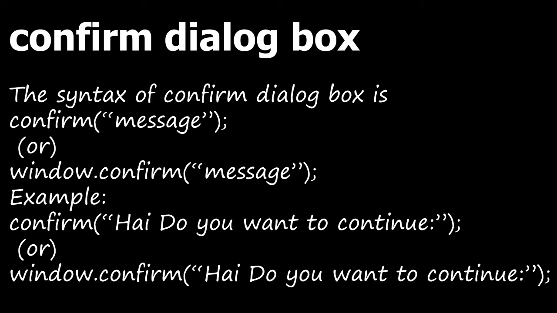So alert is the syntax. Inside the bracket, inside double quotes, we'll give the message, and at the end we'll have semicolon. Here in confirm dialog box also, same way, confirm will be there, inside the bracket, inside double quotes, message will be there, at last semicolon will be there, right? So alert and confirm dialog box have the same syntax, right?